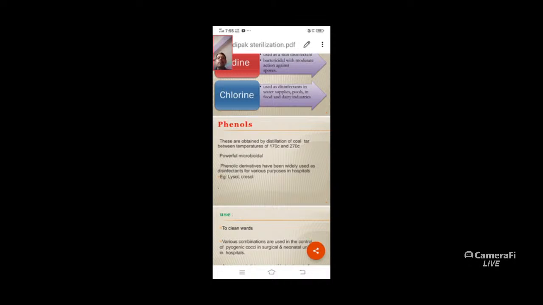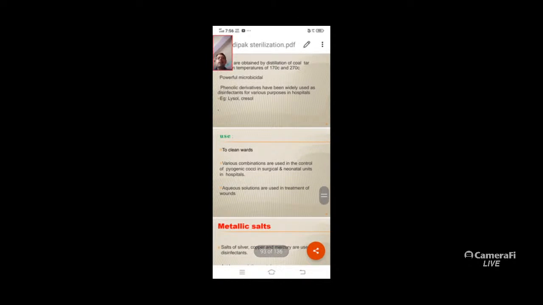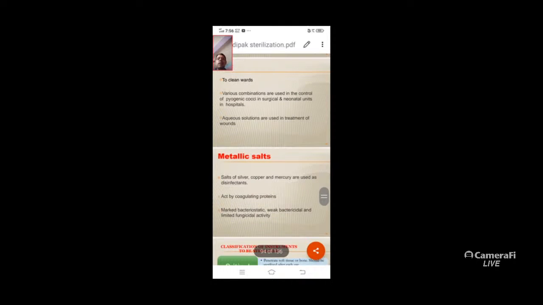It is a powerful microbicidal, and phenolic derivatives have been widely used as disinfectants for various purposes in hospitals, and their derivatives are Lysol and cresol. So many home or house users use Lysol and cresol as a disinfectant. Phenol is used to clean the wards, in combination with other agents to control pyogenic cocci in the surgical and neonatal units in the hospital, and is also used in the treatment of wounds.